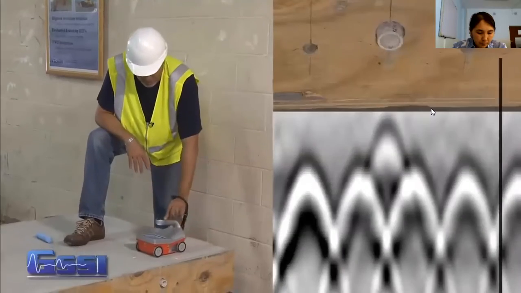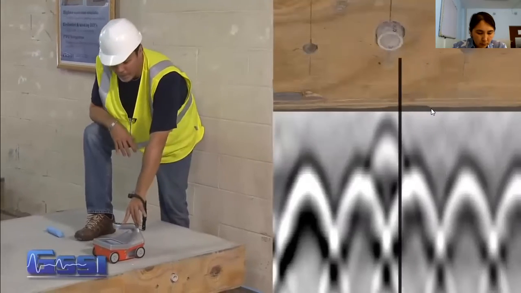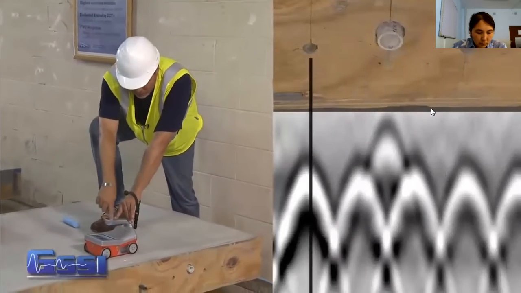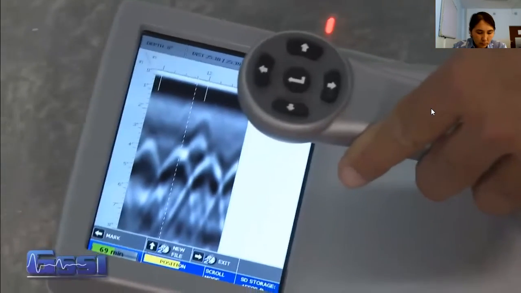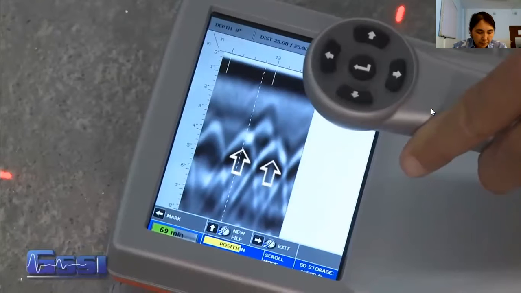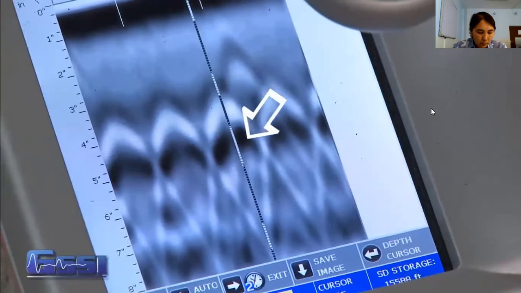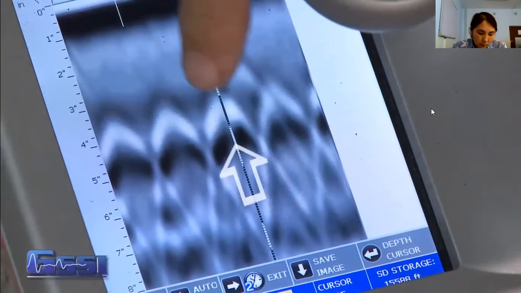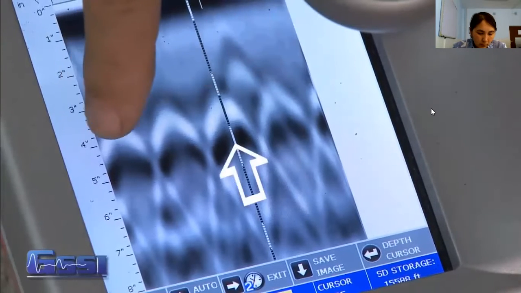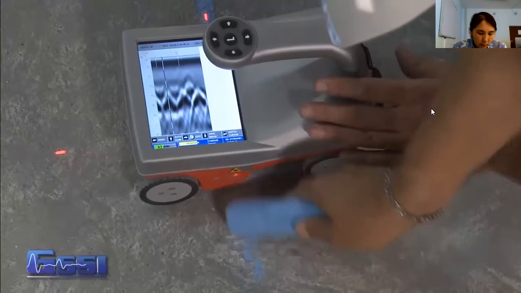Here is an example of objects or targets underground and how the data will be displayed in real time. As you collect the data, note the hyperbolas or upside down U-shape when targets are crossed at 90 degrees. When you back the antenna up, a cursor will appear on your screen. By bisecting the hyperbola with the cursor, this will mark the horizontal location of that target.